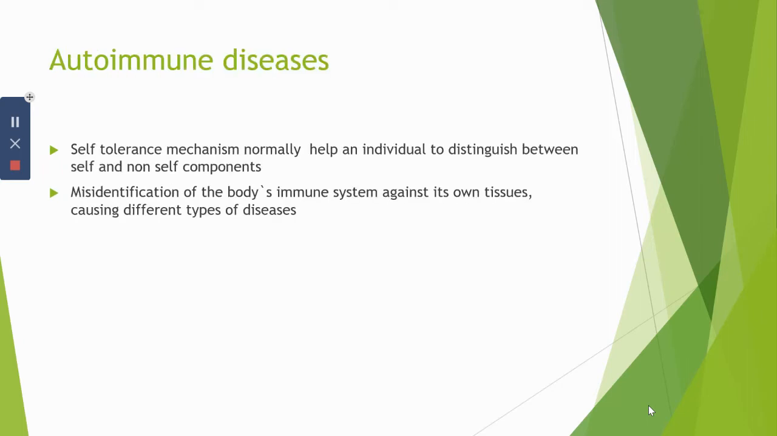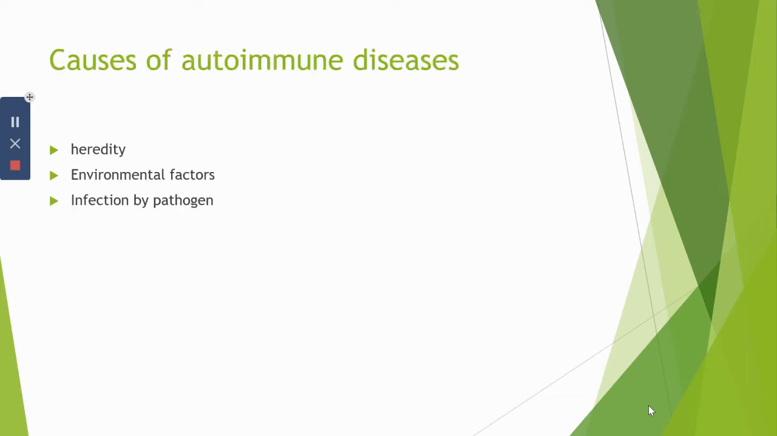So, autoimmune diseases are diseases in which the immune system, instead of helping the individual, starts misidentifying its own tissues and destroying them. It's the self-tolerance mechanism that normally helps an individual to distinguish between self and non-self components that fails here, and the body's immune system fights against its own tissues, causing different kinds of diseases.